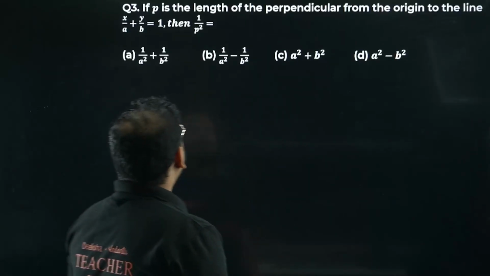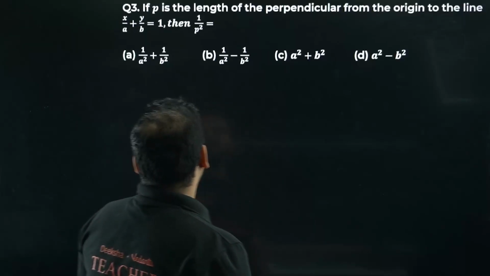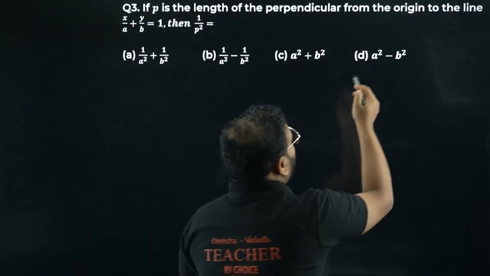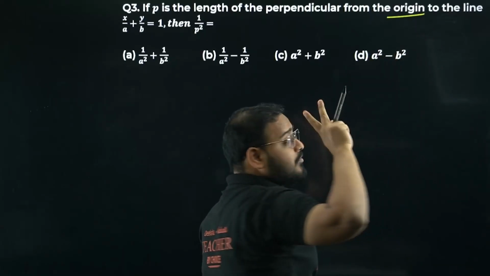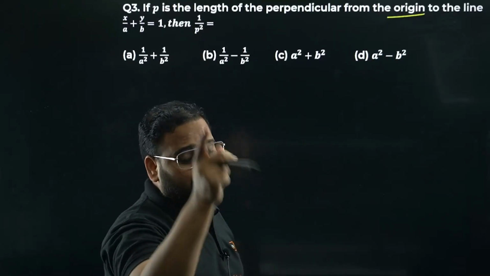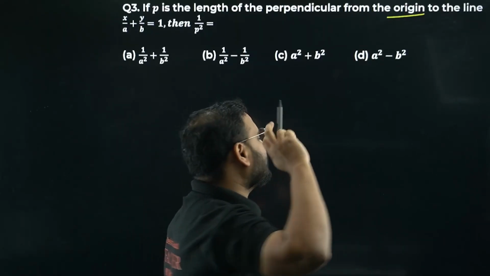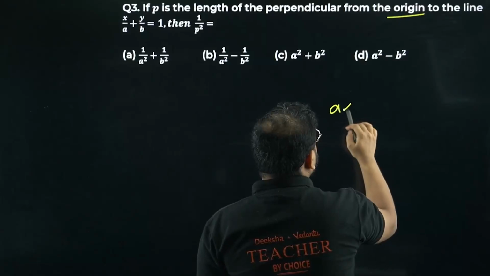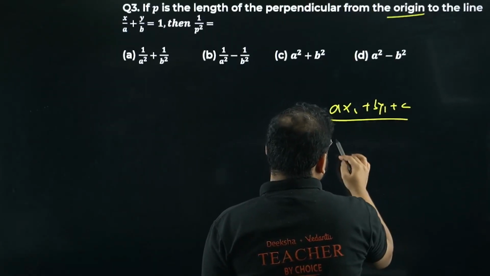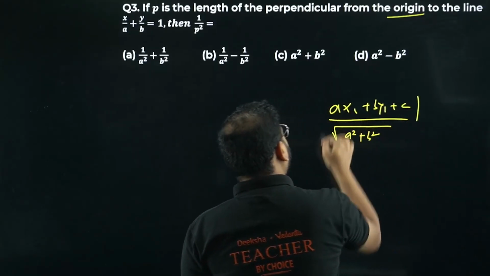If P is the length of the perpendicular from the origin to the line, from the origin, very important. This word is very, very important, because if you remember, there were two, three formulas. One between two parallel lines. Then there was one from a point to a line. Then from the origin. When you take from a point to a line, you write this formula: (ax1 + by1 + c) upon root a square plus b square. This is from any general point.